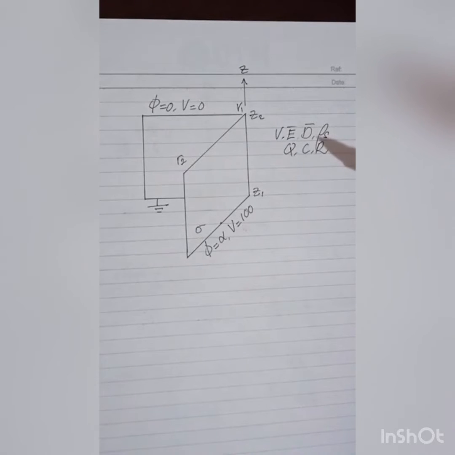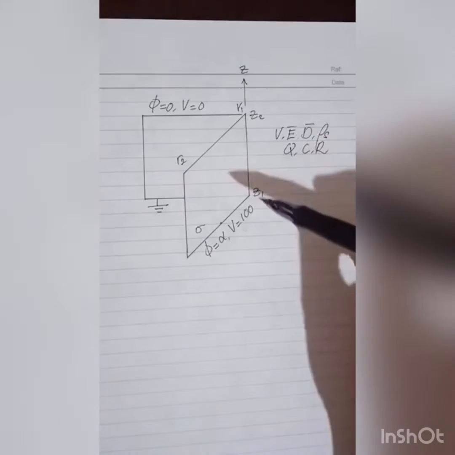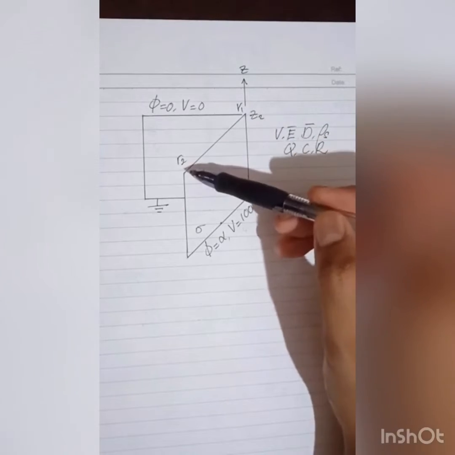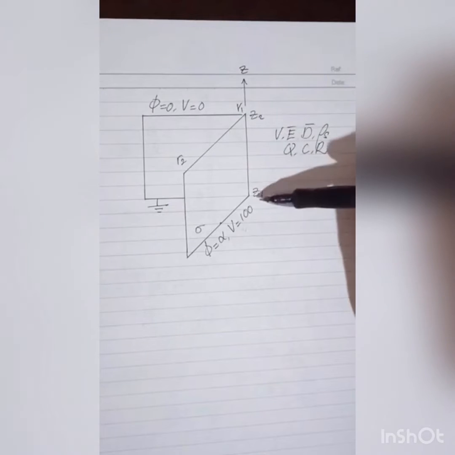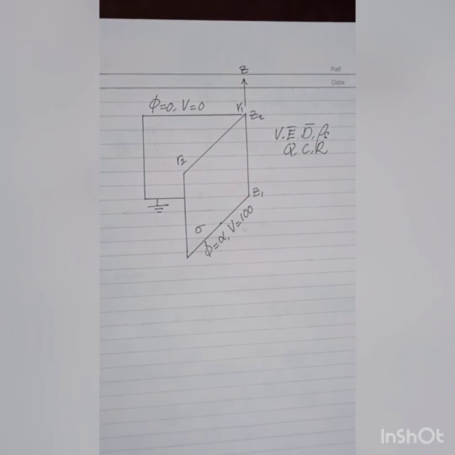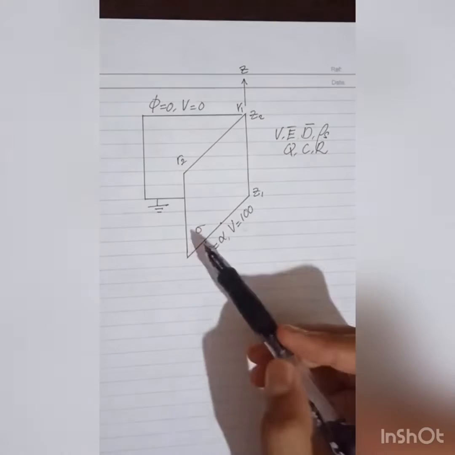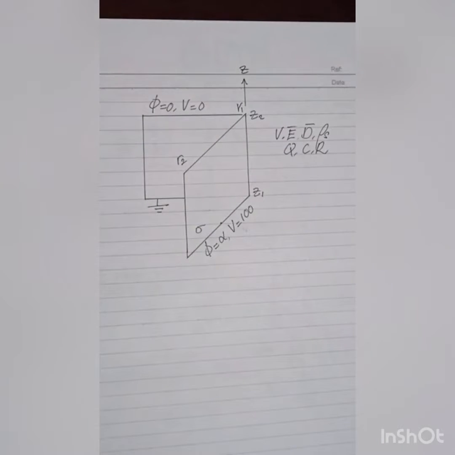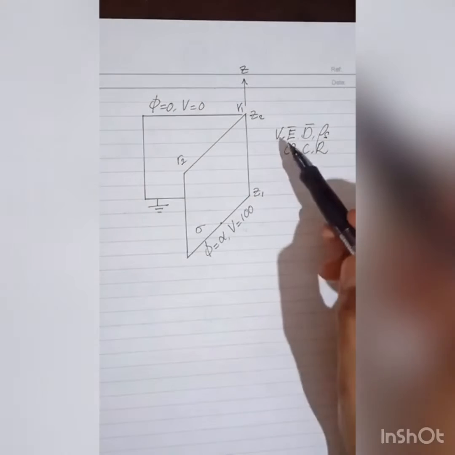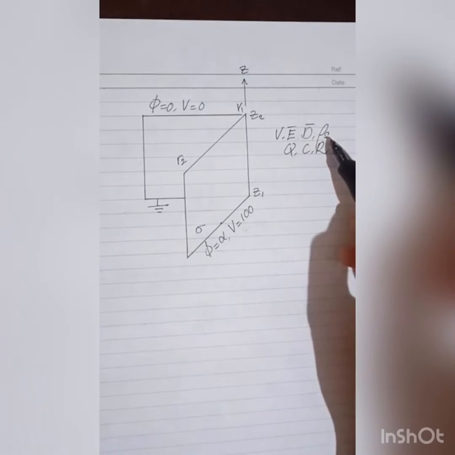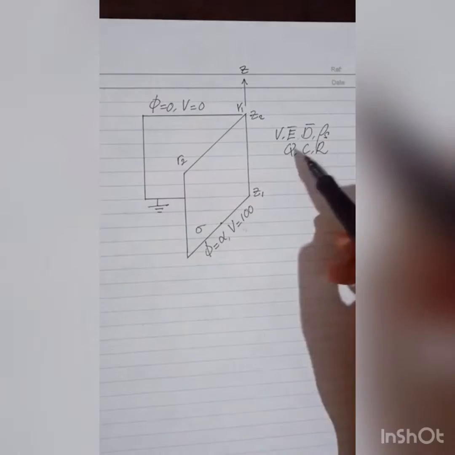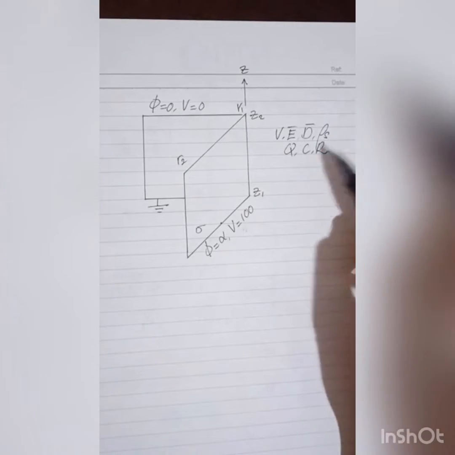This plate has a width between R1 and R2, and a height between Z1 and Z2, and this conducting plate has a certain conductivity value, sigma, as shown here. Now we are going to find the potential equation, and then find the E field, the D field, the charge density, the total charge, and also the C and R.